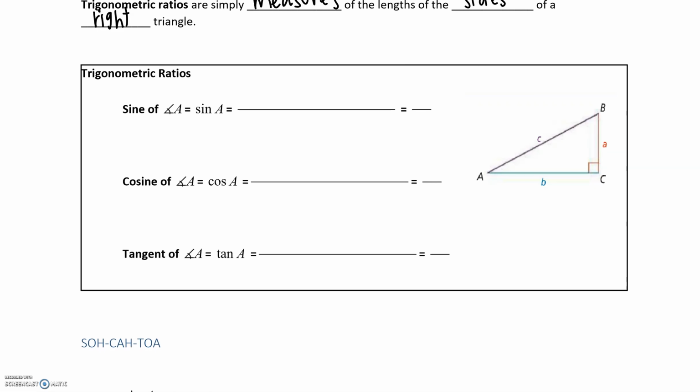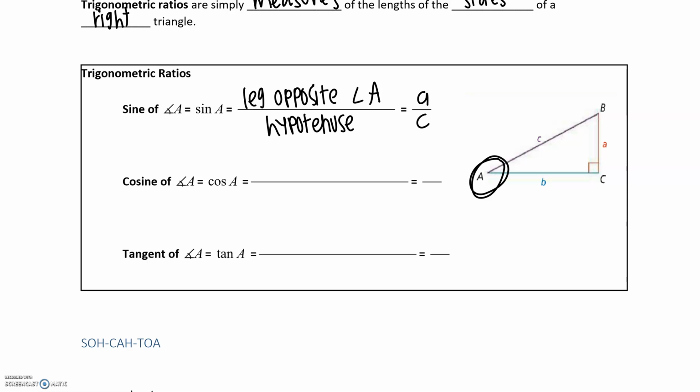Today is no different. So when we say the sine of angle A, if angle A is right here, the sine of angle A is the leg opposite of angle A over the hypotenuse. Okay, so what that means is we're going to do the opposite of angle A, which is just that small a, and then over the hypotenuse. The hypotenuse is always that longest side, which is C.